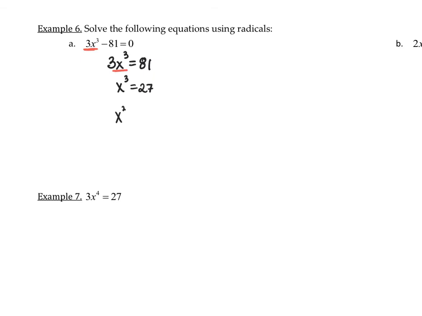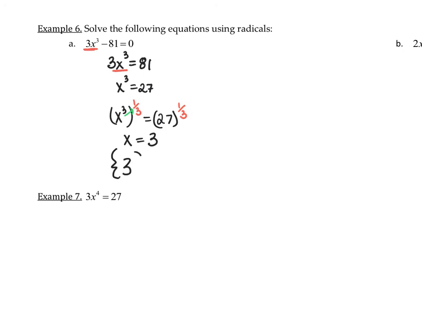Next, I want to try to uncube. So I'm going to raise both sides to the 1/3 power. Or equivalently, you can say I'm going to cube root both sides, since a 1/3 power is equivalent to a cube root. The left-hand side, when I multiply the exponents, power to a power, gives me x to the 1st, or just x. And the right-hand side is the cube root of 27, which is 3.